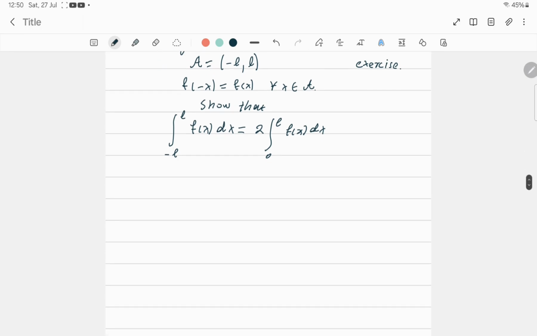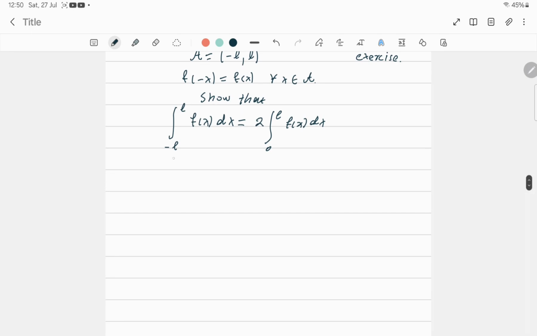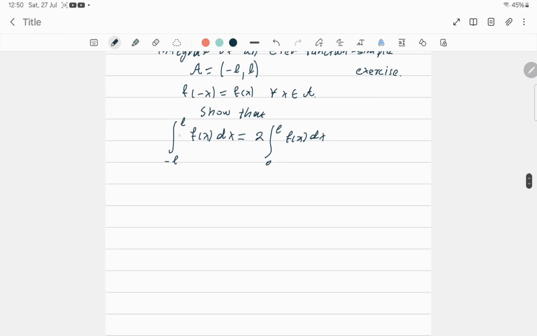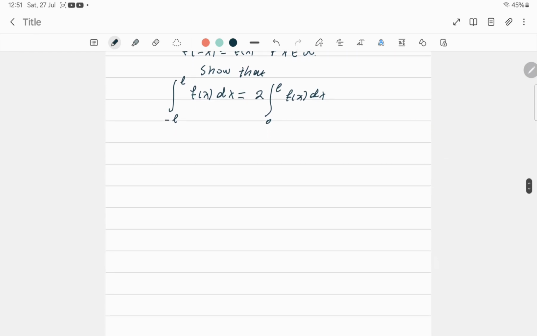curly alpha. And we want to show that the integral over the curly alpha from minus L to L of the function is 2 times the integral from 0 to L of the function f of x dx.